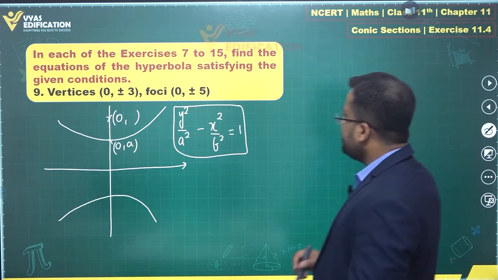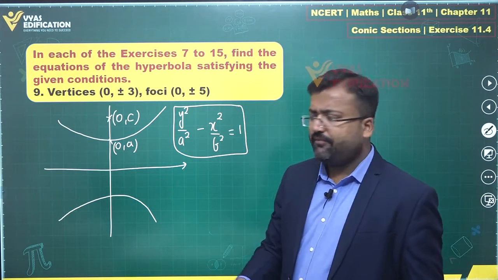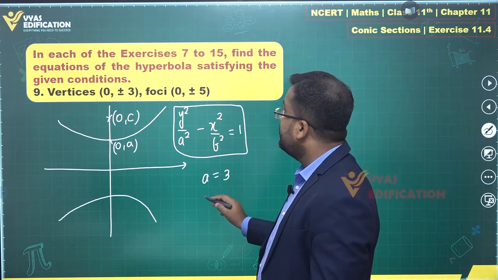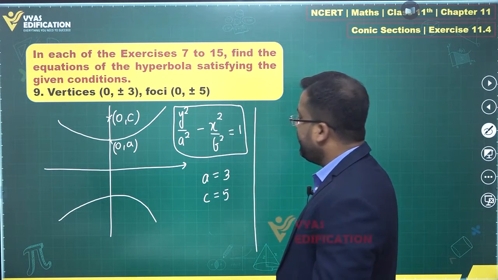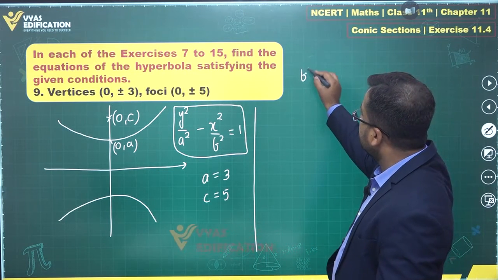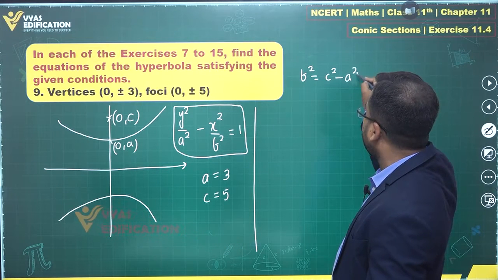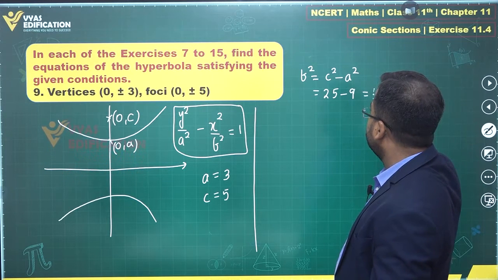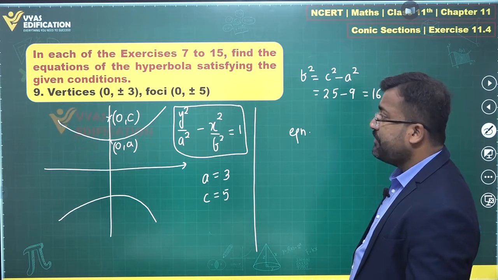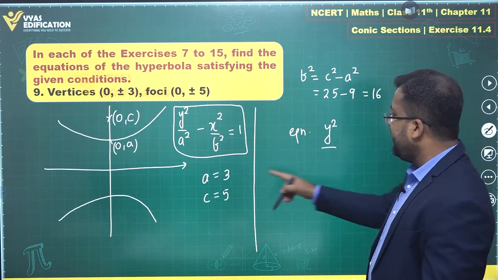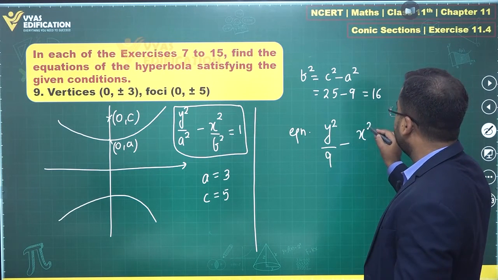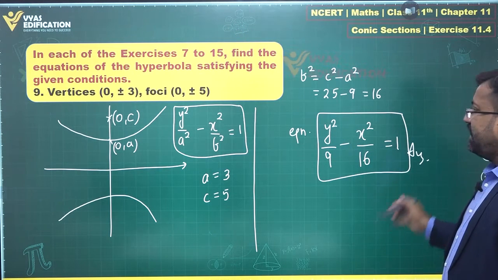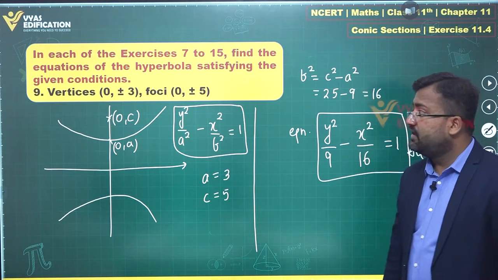Similar questions have been given over here, and from here I can identify with the help of the given condition that a will be 3, c will be 5. Can I identify the value of b afterwards? Yes, b square is equal to c square minus a square. This tells me this is 25 minus 9, which is 16. Therefore, the equation of the hyperbola will be y square upon a square minus x square upon b square is equal to 1. This is the required equation of the hyperbola, and that's my answer for this question, as you can see over here.